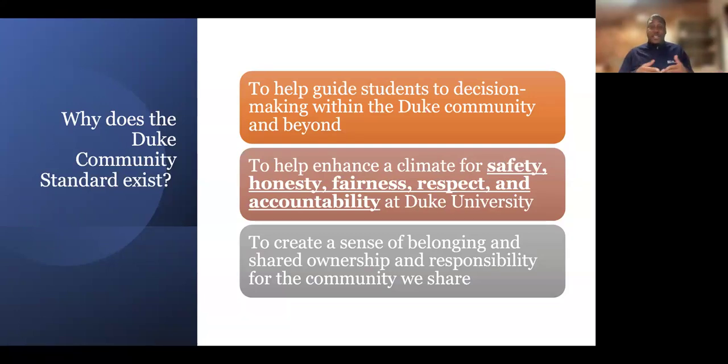We want to help students enhance a climate of honesty, fairness, respect, and accountability. I think being in a community, you're going to have differences. Not everyone is going to be the same. So how do you show up when someone doesn't see a certain thing as you do? It's important, not what you say, but how you say it. And then again, we want to create a sense of belonging, of shared ownership and responsibility for the community which we share. So whether students live on campus or not, when they're in a classroom, they're amongst the community. When they're walking alongside the BC Plaza, they're within a community. So just making sure that everyone's responsible for how they show up within a community.